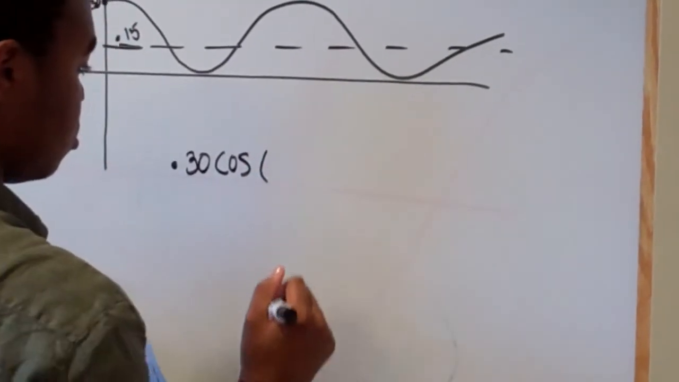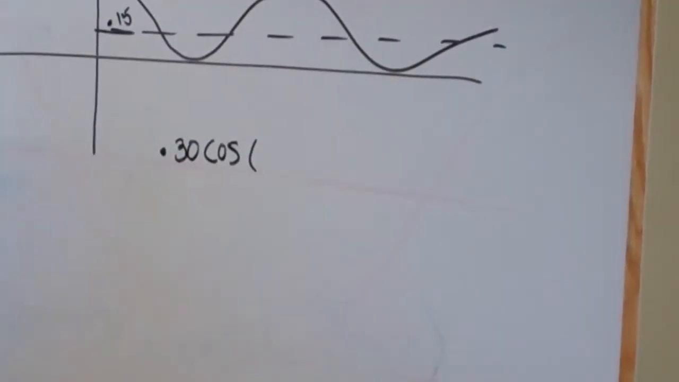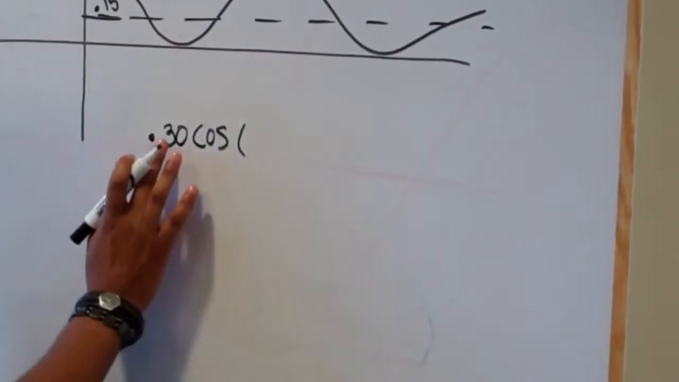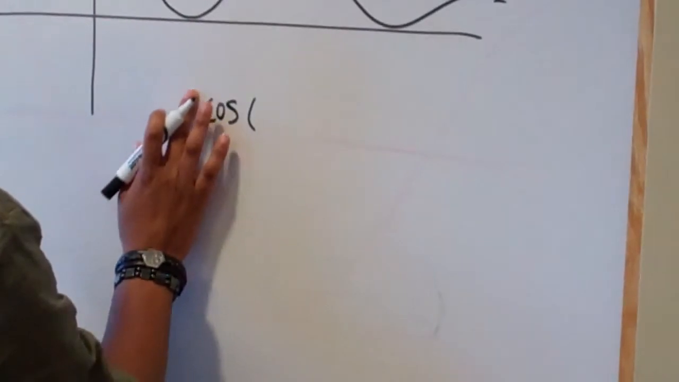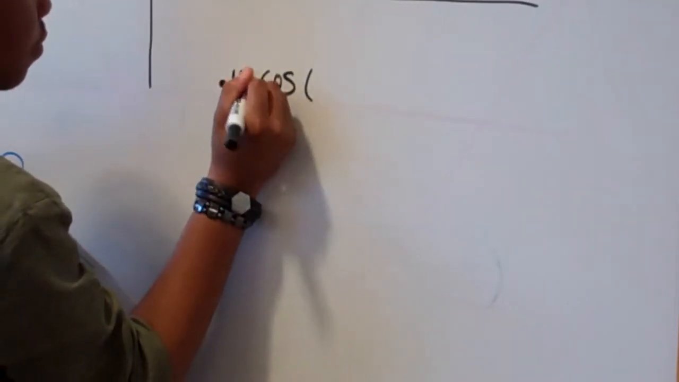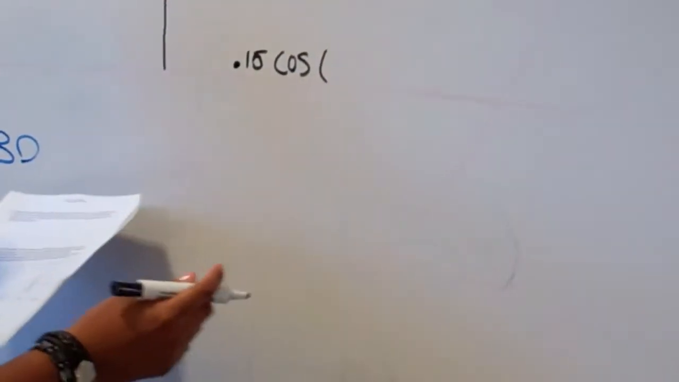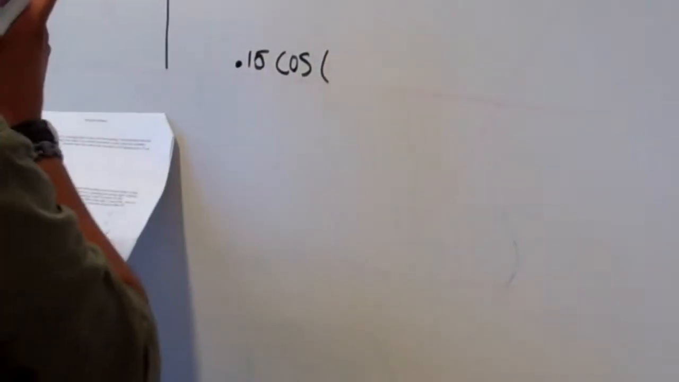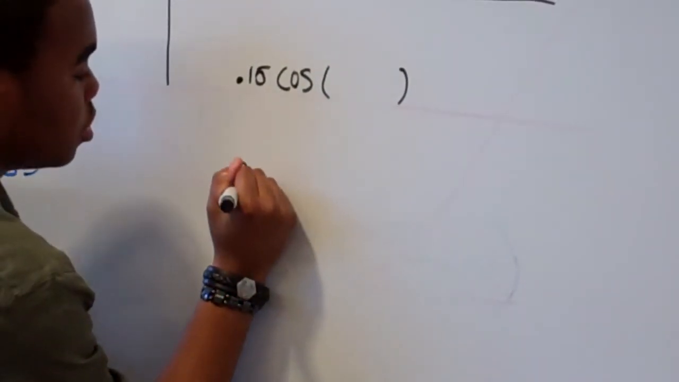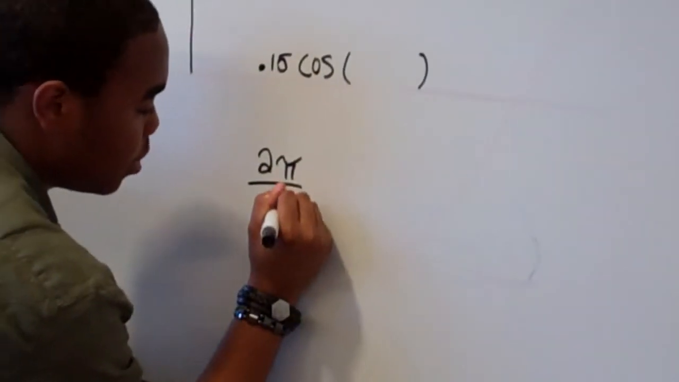Let me just interrupt. Even though the max height is 0.30, the amplitude is 0.15, which you said correctly before, because it's the distance from the midline to the top. Okay. So amplitude is 0.15, cosine of, we don't know what our period is yet. So to find our period, it's 2 pi over b.